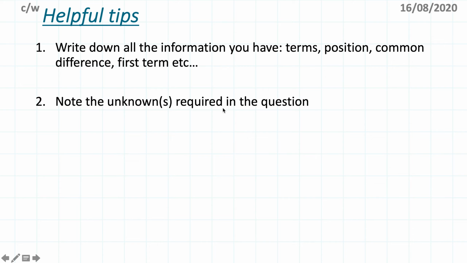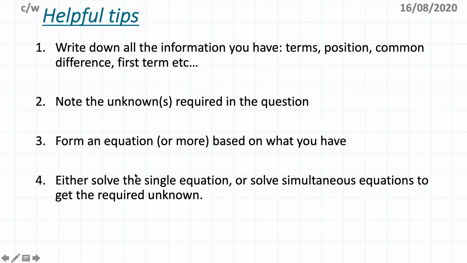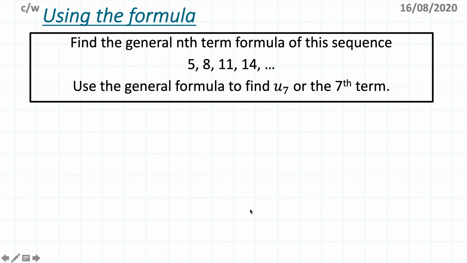And note the unknowns required in the question. Maybe one or two are missing. You need to form an equation, or maybe more than one equation based on what you have. Sometimes you'll end up with simultaneous equations. And then either solve the single equation and you get the value you need, or you'll end up with simultaneous equations and you get the required unknown, or maybe a set of unknowns actually.